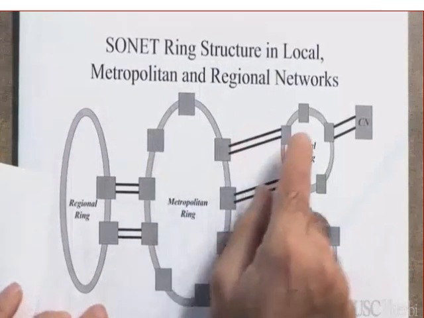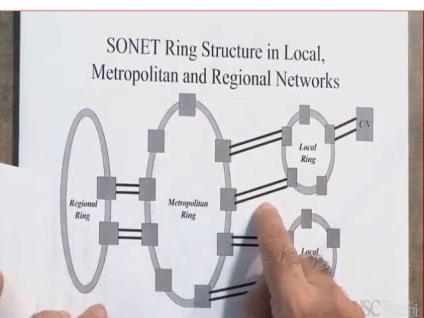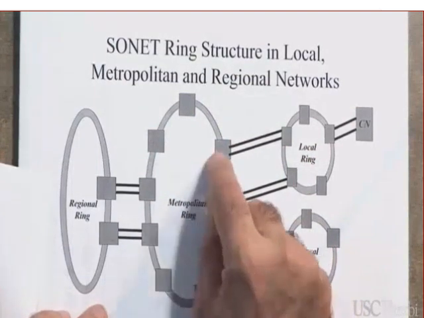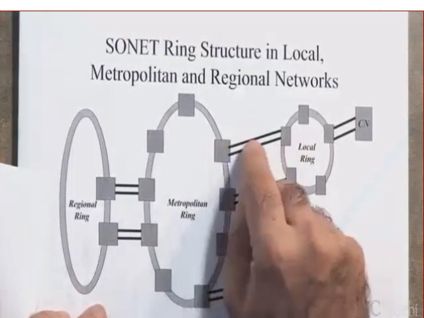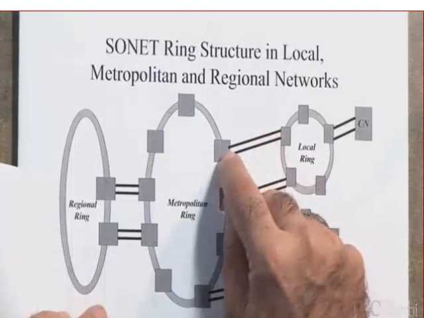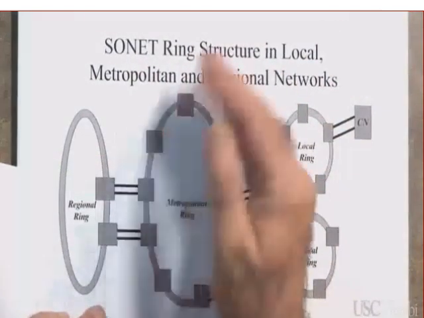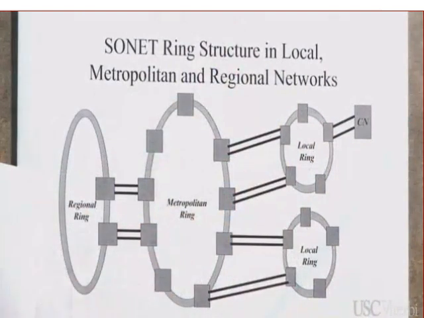And by the way, you notice the rings are connected to the other rings in more than one point. Did you get my point or not? Yes? In more than one location. Why? Because if something goes wrong with this one here, and if you do have only one connection, that means this one got isolated from these. Did you get my point or not? Yes or no?